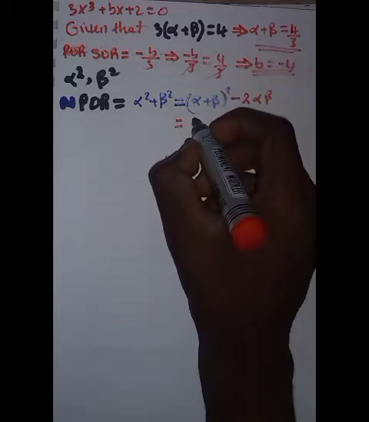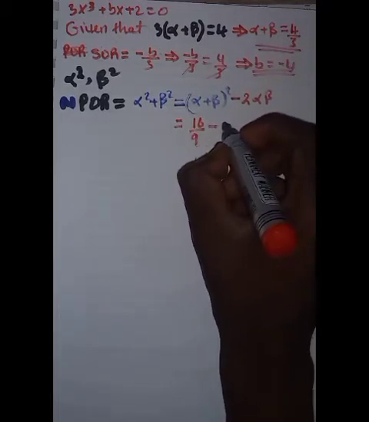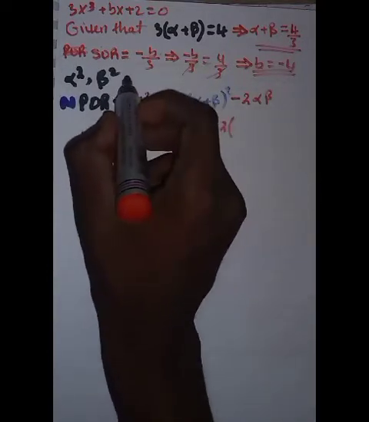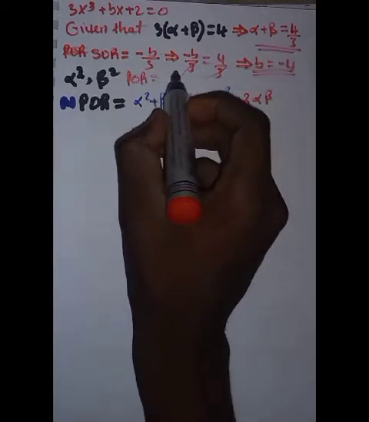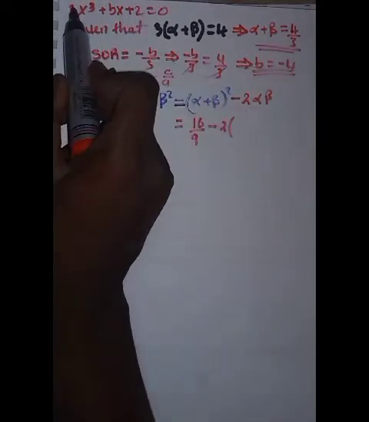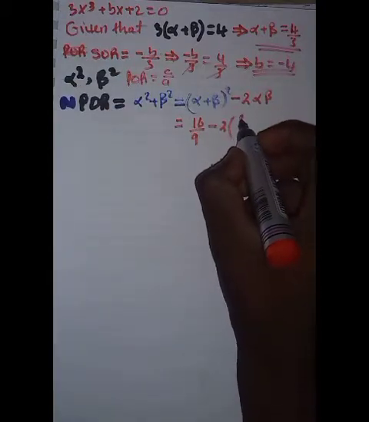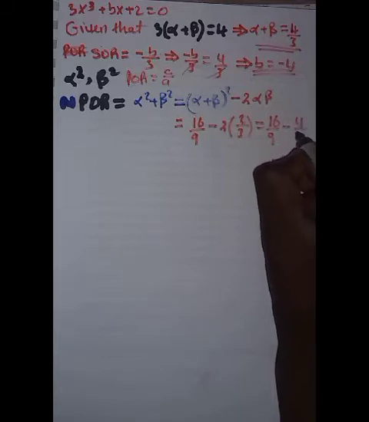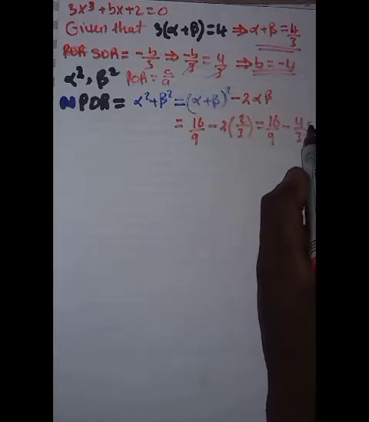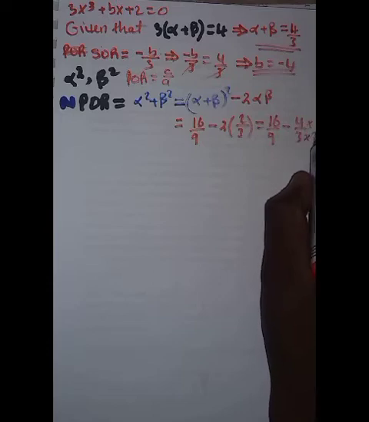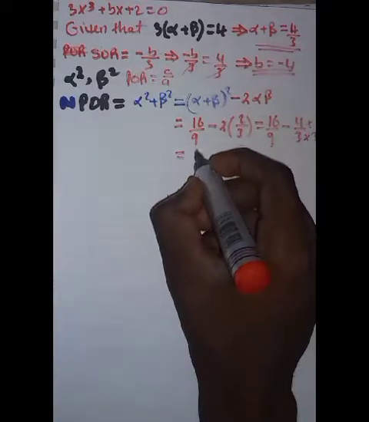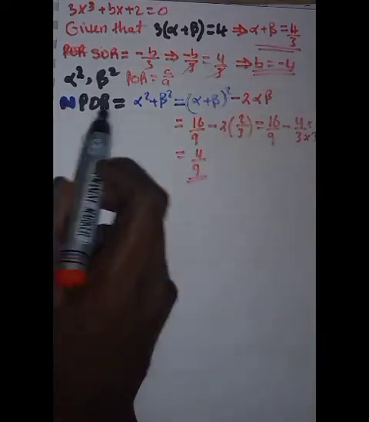Squaring that result gives us 16 over 9 minus 2 times the product of alpha and beta, which we can get from knowing that our product of roots is equal to c over a. Our c is 2, our a is 3, so this is going to be 2 over 3. Then we have 16 over 9 minus 2 times 2 over 3, which is 4 over 3. If we multiply by 3 on top and bottom, we have 12 over 9. Then 16 minus 12 simply gives us 4. So we have 4 over 9 as our new sum of roots.